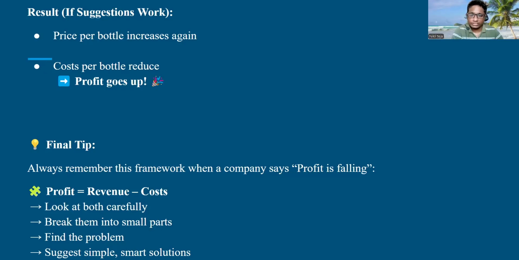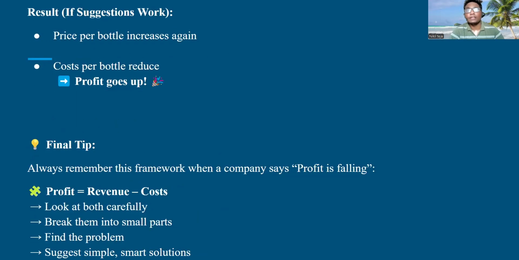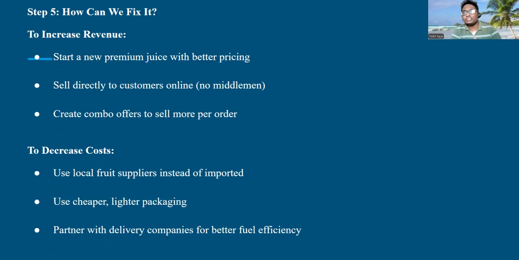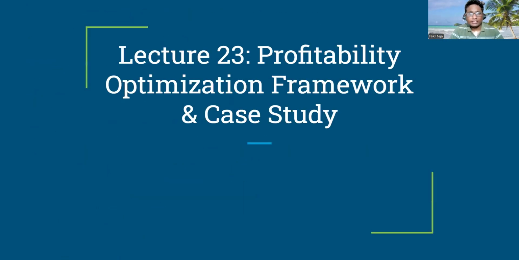So this is about the profitability framework, guys. This is the last slide. I know this is a simple case study, but everyone needs to understand, right? So that is the reason why I have taken a simple but effective example. In the first two or three slides I explained about profit, revenue, and the profitability framework, and then I went into the case study. So this is about the profitability optimization framework and case study, guys.